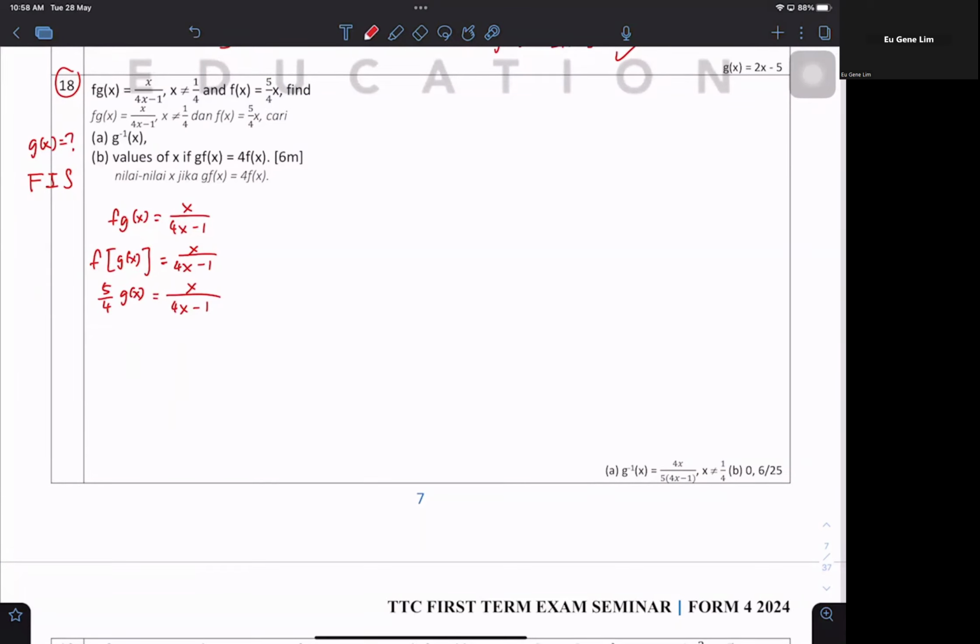Understand? Okay, good. Then you just have to bring this number over to the other side. Now you see, divide 4, bring over times 4. When you times, you just put the 4 on top. Divide 4, bring over times 4. And then times 5, bring over divide 5. When you divide 5, you just put 5 at the bottom, okay?